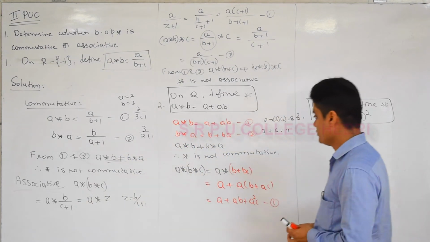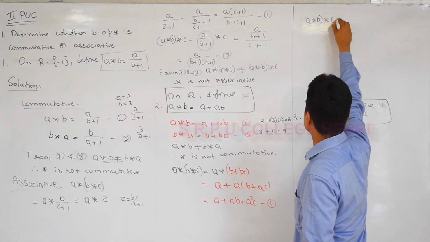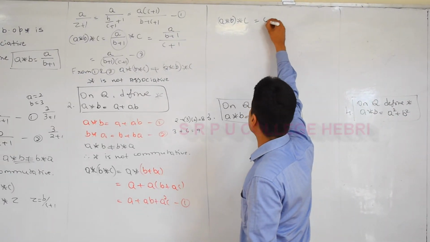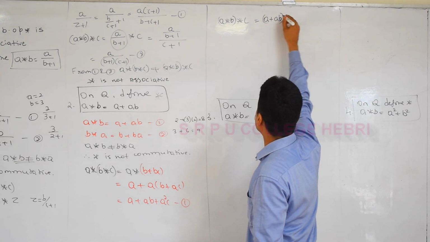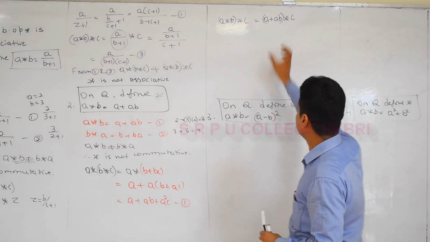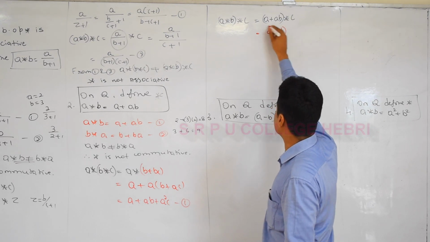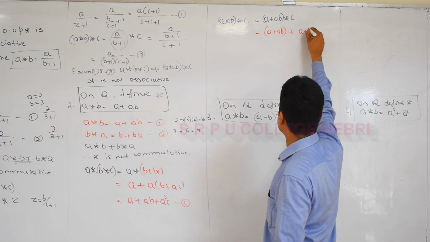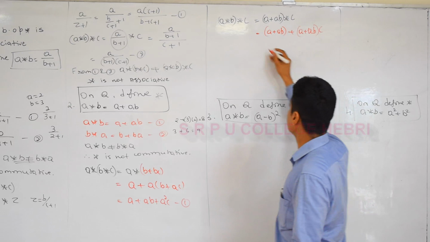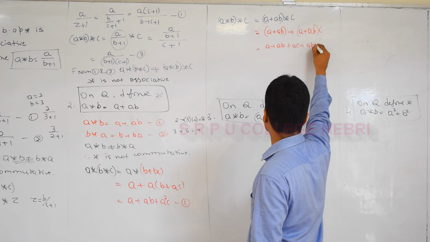Okay, now you have to check the other one. What is the other one? A star B star C you have to check. Okay, you have to find out this. Now what is A star B? A plus AB. Correct? Star C. Is this much understood? Now this is A, this is B. Apply the same thing again. A plus AB. Instead of A, this whole thing is A. Plus A plus AB into C. Is it understood? A plus BC. So simplify. A plus AB plus AC plus ABC.